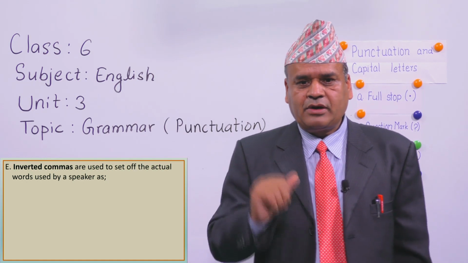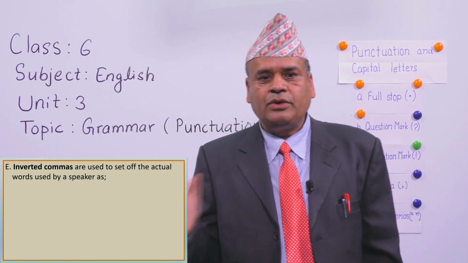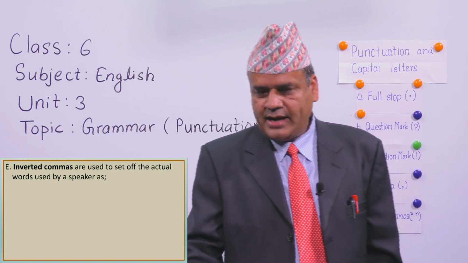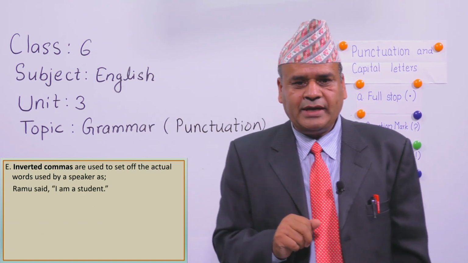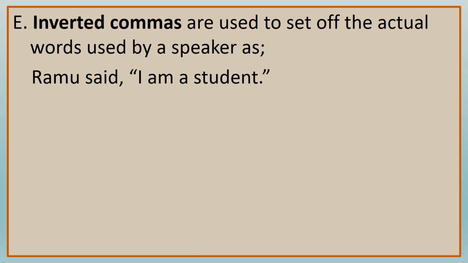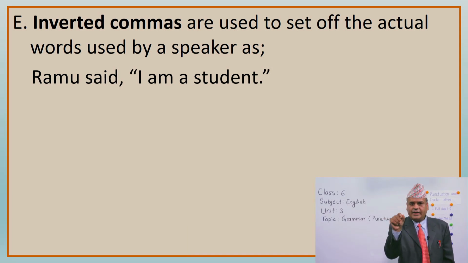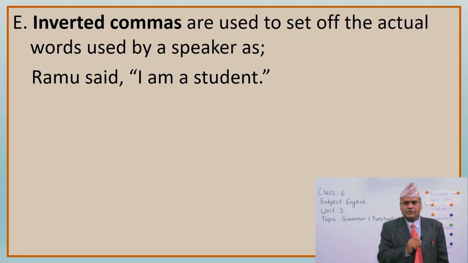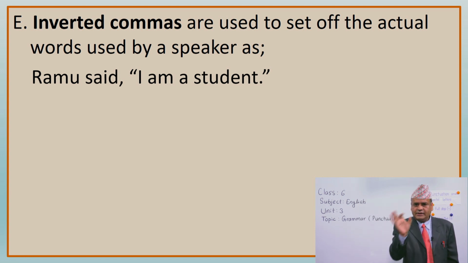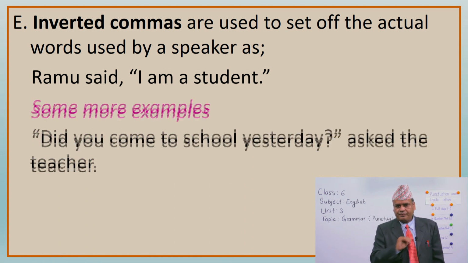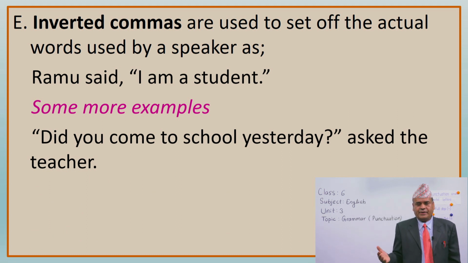Next, inverted commas are used to set off the actual words used by a speaker, as you can see. "Ramu said," and there is a comma first, and then there comes the inverted comma, because this is the actual sentence of Ramu. Ramu spoke this: "I'm a student." It is enclosed with inverted commas. Some more examples you can see here now.